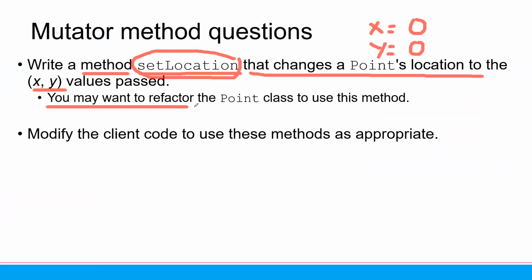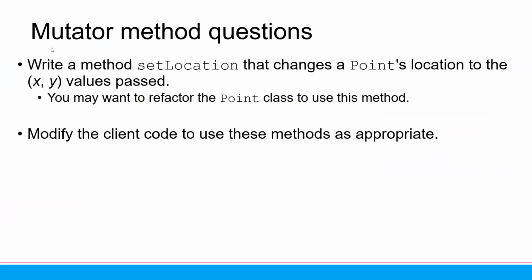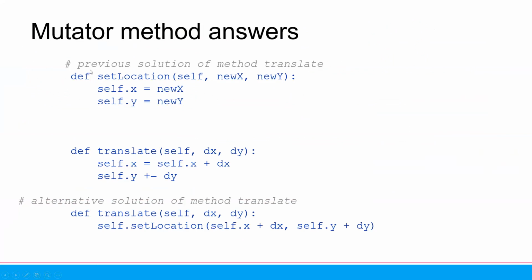So you may want to refactor. Refactor means we want to change. We want to rename the point class to use this method. So modify the client code to use this method as appropriate. So I gave you this mutator.